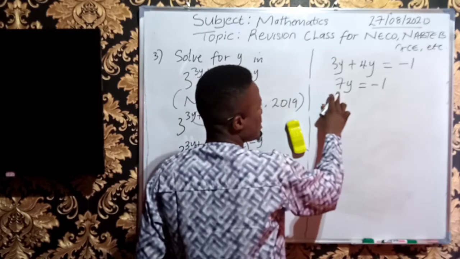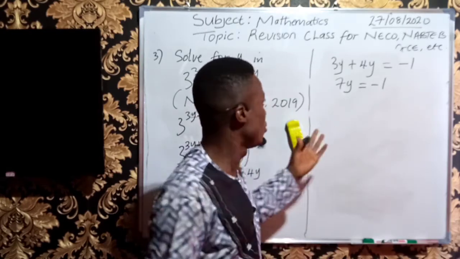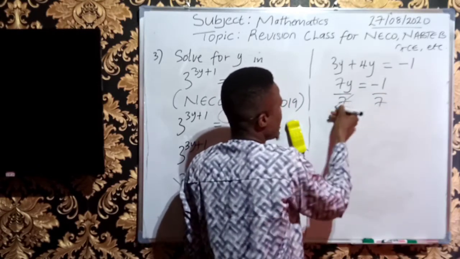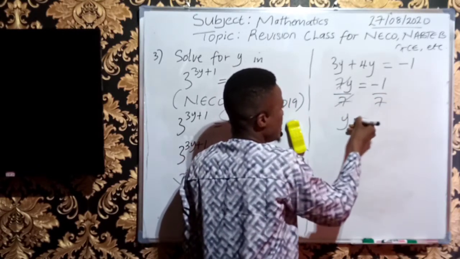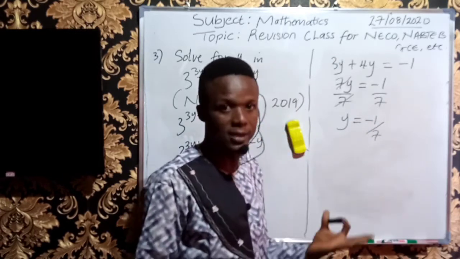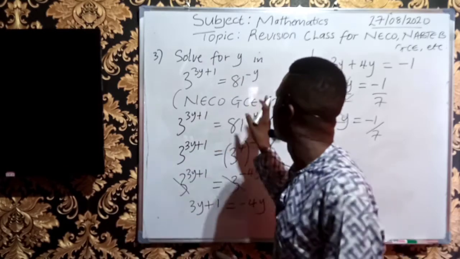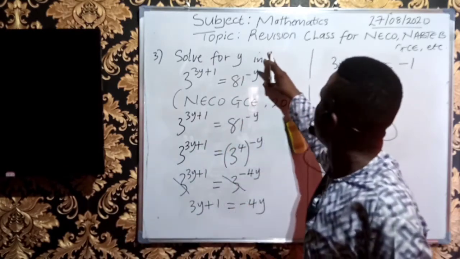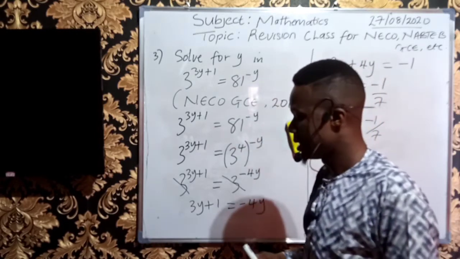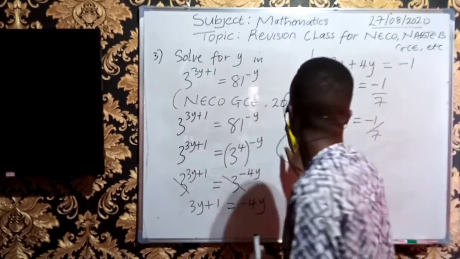Now to get rid of this 7, I will divide both sides by 7 so that I can get a value for my y. So divide by 7, divide by 7, 7 cancels out. Y is now minus 1 all over 7. And that's just the answer for our y. So this is a question that came out from NECO GCE 2019. So let's take another one from Logarithm this time around.